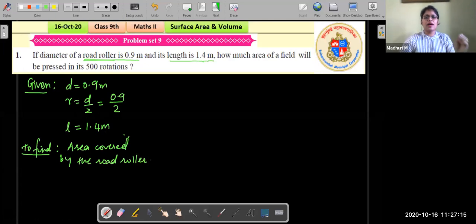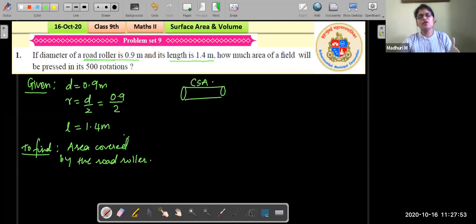Now you need to identify the shape first. Of course the road roller will be a cylindrical structure, right? And it is going to move horizontally on the surface, correct? So think, when the road roller is moving on the surface, which part will get in touch with the ground? Of course, that will be the curved surface area, because the flat faces are not touching the ground. They are like on either side, right, students? So here we are working on just the curved surface area. First thing, what is the shape? The shape is of a cylinder.